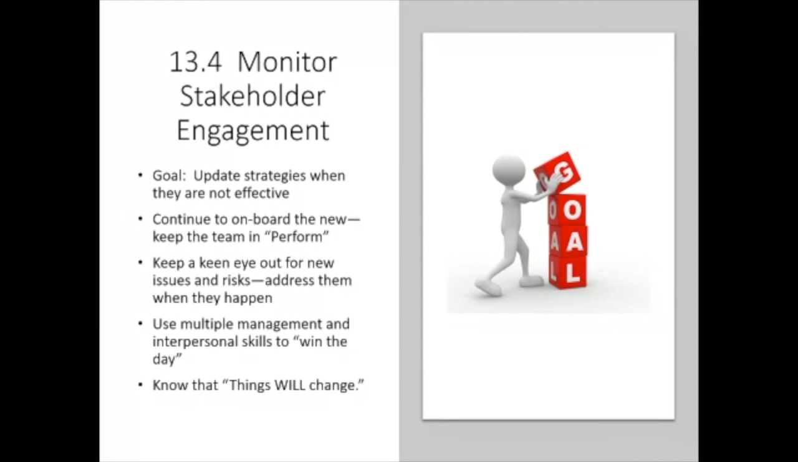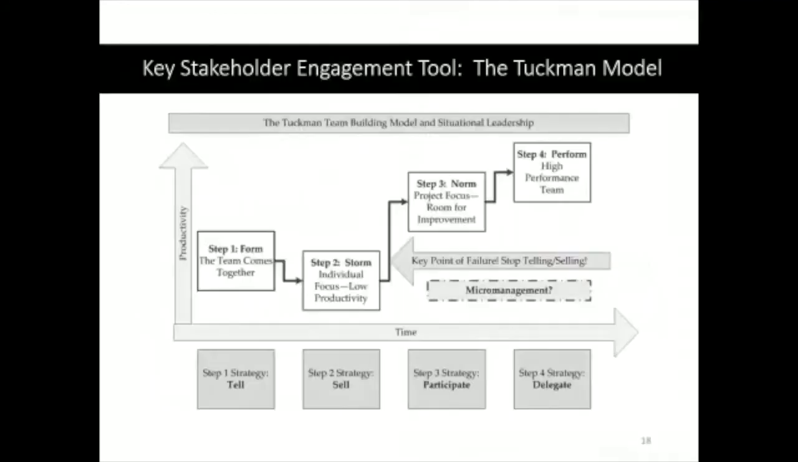One of the worst things a project manager can do is to use the ostrich approach. Stick your head in the sand because, hey, I'm sure that if I ignore it, the problem will go away. It won't. Use multiple management and interpersonal skills to win the day. As a matter of fact, when you read the new PMBOK, almost any one of the interpersonal skills, influencing, effective communications, coaching, all of these come into play when trying to monitor stakeholder engagement. And it's not a one and done. Know that things will change.